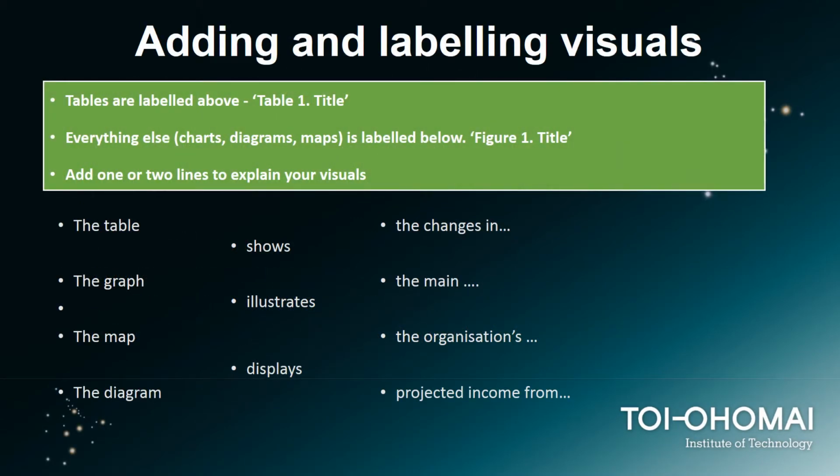If a visual such as a table, graph, map or photograph is needed to help the reader to understand a point in the report, it should be included in the body of the report and labelled. Tables are labelled above and everything else is labelled below. Add 1 or 2 sentences to explain what the visual shows.